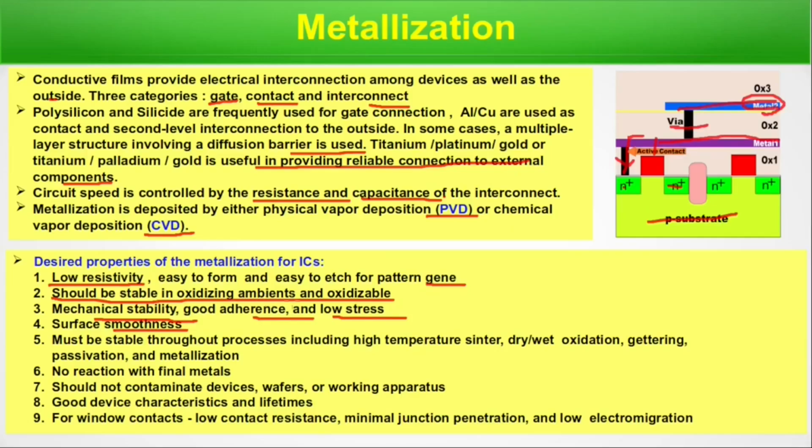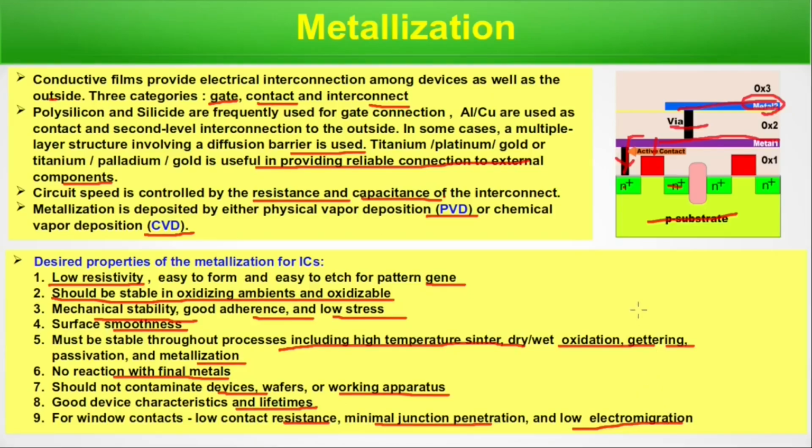Should be stable in oxidizing ambience, oxidizable, mechanical stability, good adherence and low stress. All these properties are required. Must be stable throughout process including high temperatures, sinter, dry and wet oxidation, deposition, passivation and metallization. All tough processes and it must survive. No reaction with final metals. Should not contaminate devices, wafers or working apparatus. Good device characteristics and lifetimes. For window contacts, low contact resistance, minimal junction penetration and low electromigration.